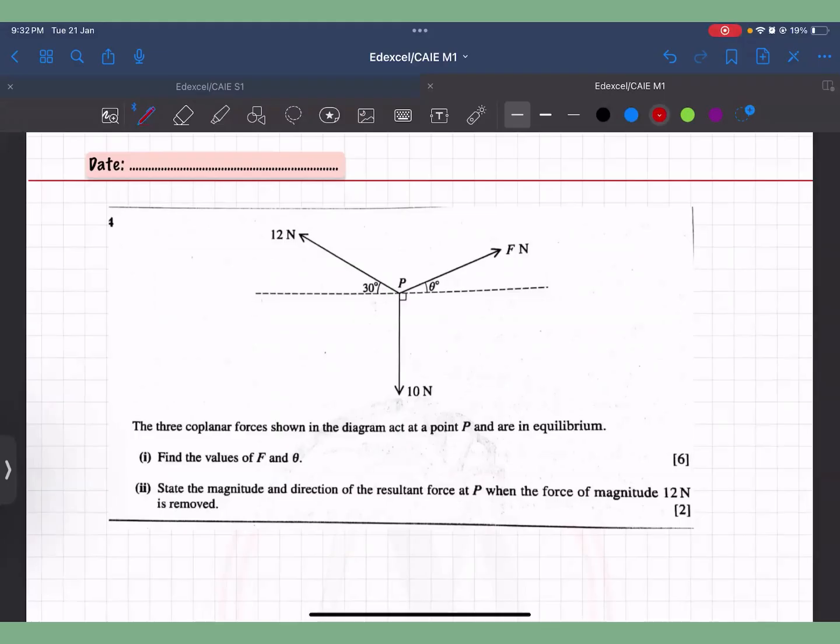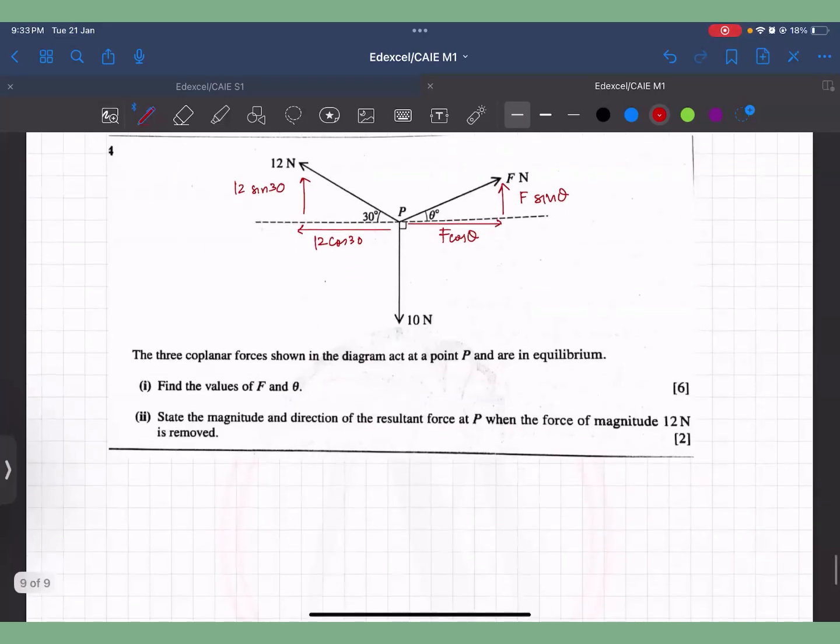So what do we do? The first step always is to break down into the correct components. So this one would be F cos theta, because this is with the angle, and this is vertically upward, so F sin theta. This one would be 12 cos 30, and this would be 12 sin 30. Find the values of F and theta.